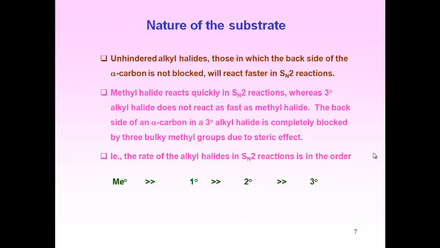Unhindered alkyl halides, those in which the backside of the alpha carbon is not blocked, will react faster in SN2 reactions. Methyl halide reacts quickly in SN2 reactions, whereas tertiary alkyl halide does not react as fast as methyl halide. The backside of the alpha carbon in a tertiary alkyl halide is completely blocked by three bulky methyl groups due to steric effect. That is, the rate of alkyl halides in SN2 reactions is in the order: methyl halide undergoes SN2 reaction at a faster rate than primary alkyl halide, then secondary alkyl halide, and then tertiary alkyl halide.